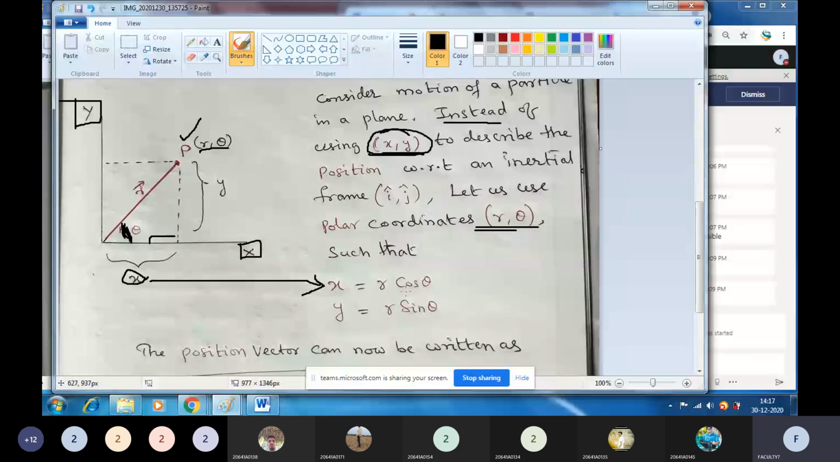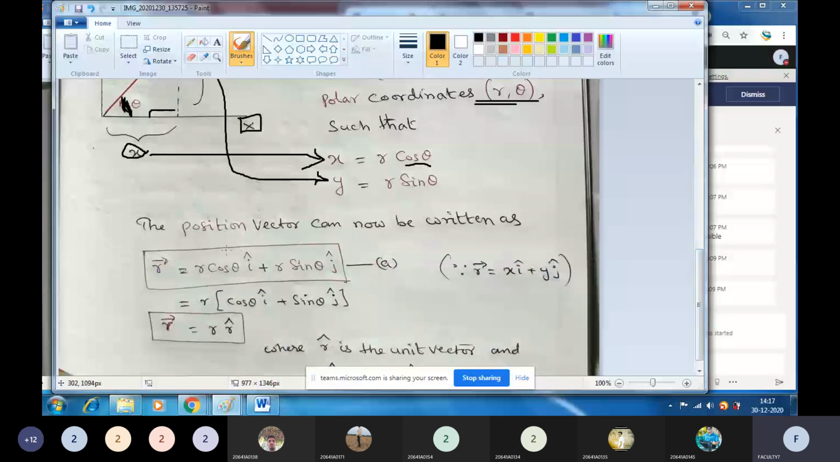Nothing but cos theta is given as x by r. The same notation we are using here. From the trigonometry, you get the x value and the y value. This is the y value here. Now you convert these values into the position coordinate. Using these two equations, you give the position vector. So r is the position vector here, and as it is a vector, it has the bar. Other vector notation is there.